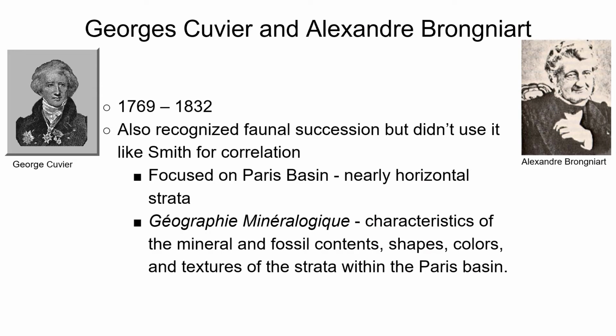Smith wasn't the only one, though, to use fossils in his description of stratigraphy. Georges Cuvier and Alexandre Brongniart of France did the same thing throughout the late 1700s, early 1800s. So they used fossil succession, but not in the same ways for correlation that Smith did. They were doing most of their work in the Paris Basin, which is pretty easy, kind of pancake layered horizontal strata, but they described characteristics of the minerals and fossils and rocks, various shapes and colors and textures that they found within the Paris Basin in their seminal book, Géographie Minéralogique, which is still considered today to be a really great resource on the early stages of stratigraphy.